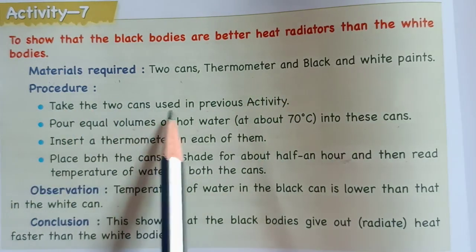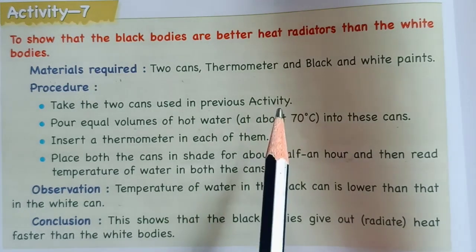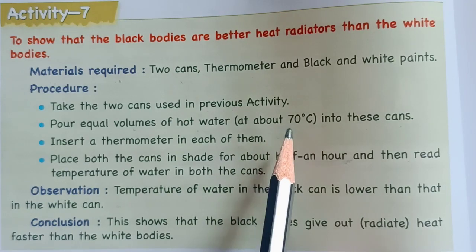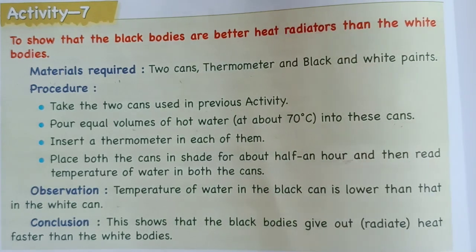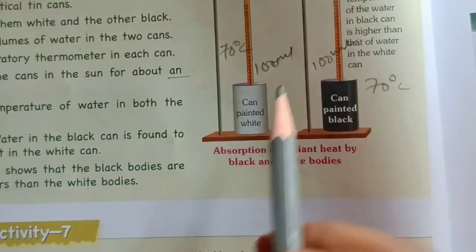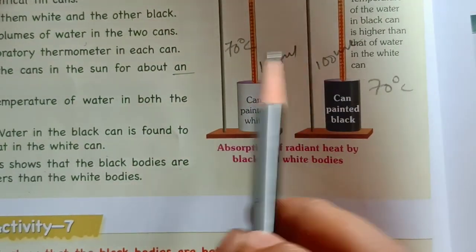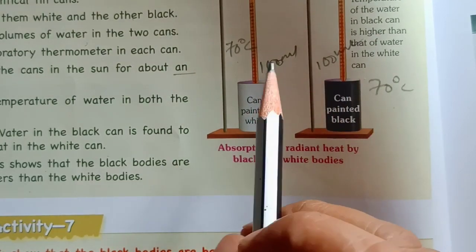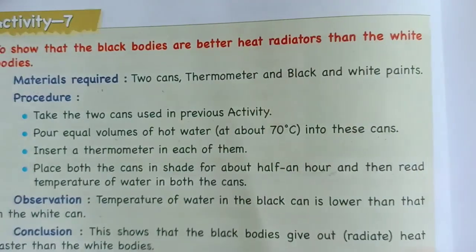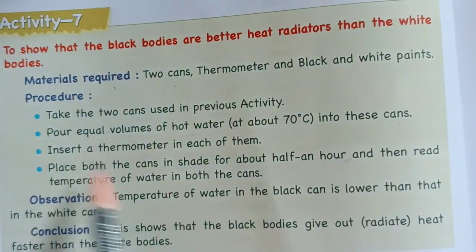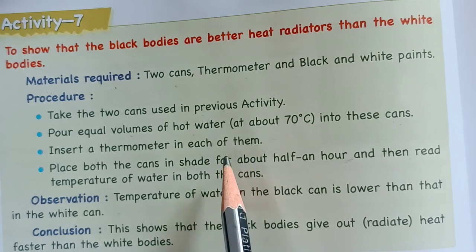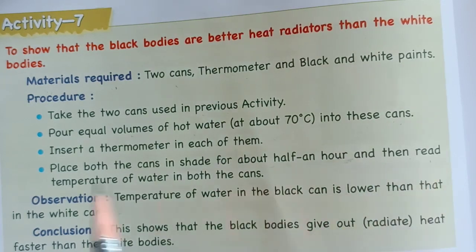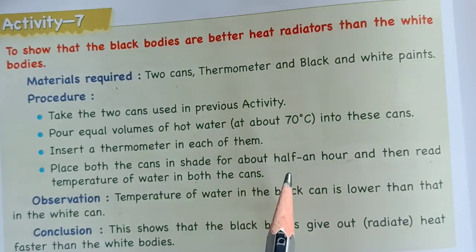Procedure: take the 2 cans used in the previous activity. Pour equal volume of hot water at about 70 degrees Celsius into these cans. In the previous experiment we have seen this, right? So let's take again the same 100 ml in both the cans, at 70 degrees Celsius. Insert a thermometer in each of them like the previous experiment. Place both the cans in shade for about half an hour and then read the temperature of water in both the cans.